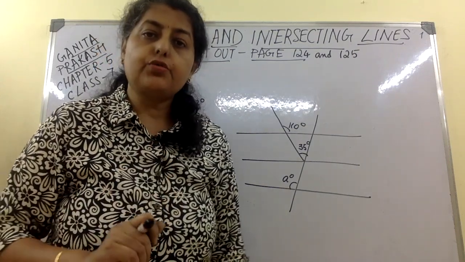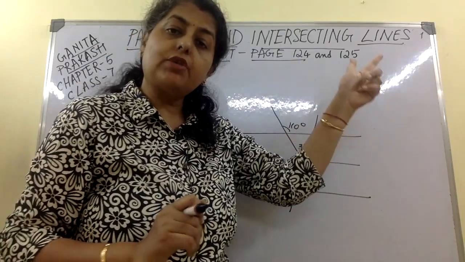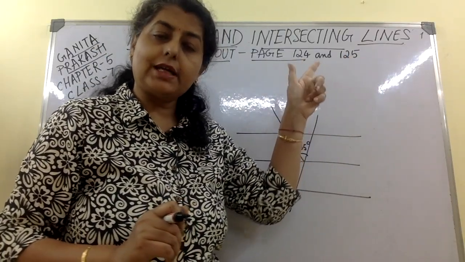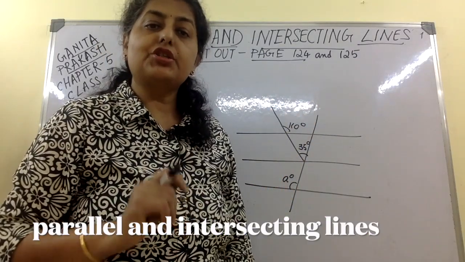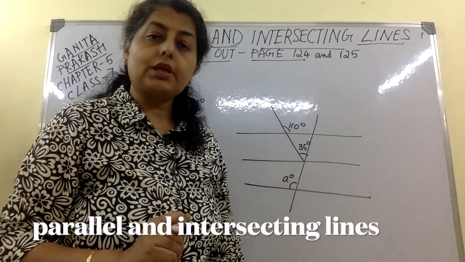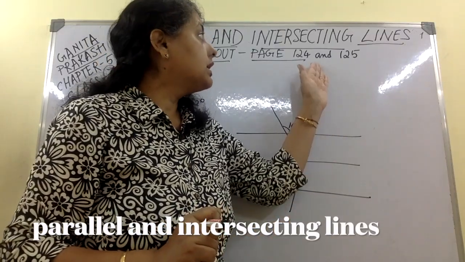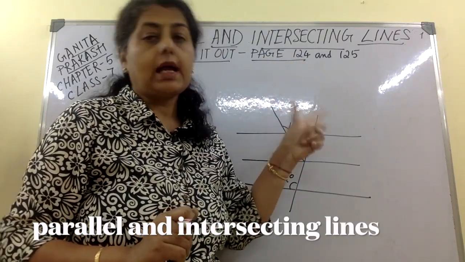Now in this video we are continuing from the previous video, pages 124 and 125 of Ganita Prakash, Parallel Lines, class 7 chapter 5, of parallel and intersecting lines. We are now going to take up the questions from Figure It Out, page numbers 124 and 125.